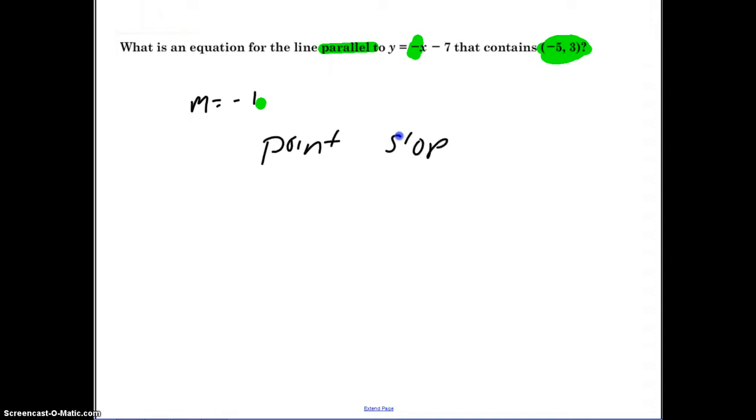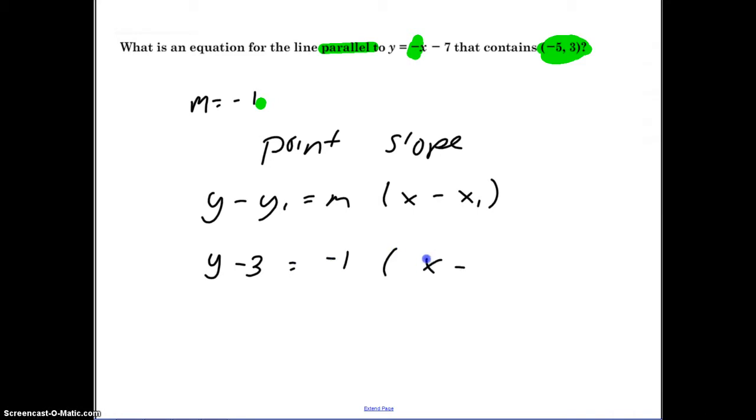So point slope form was y minus y1 equals m parentheses x minus x1. So now I'm going to substitute in my coordinate and my slope. So it's going to be y minus 3 equals, our slope is negative 1, and then x minus a negative 5. Now, I don't want to leave this, so I'm going to rewrite this as y minus 3 equals negative 1, and then make this x plus 5. So there is my parallel line, has a slope of negative 1, and it contains the point negative 5, 3.